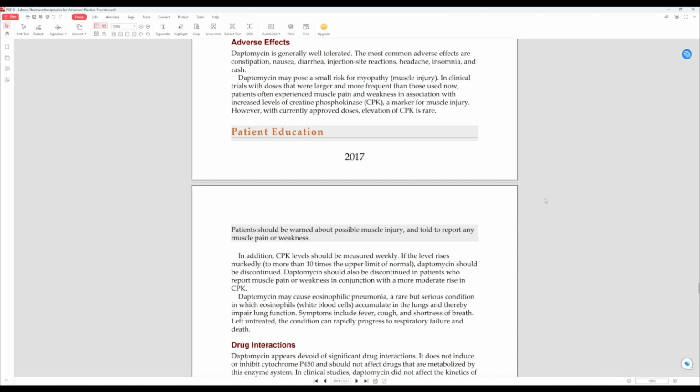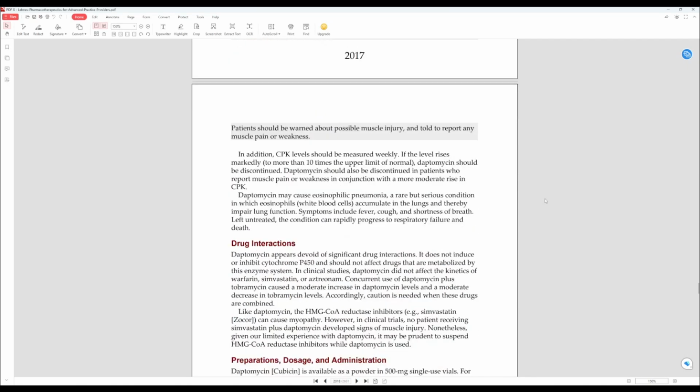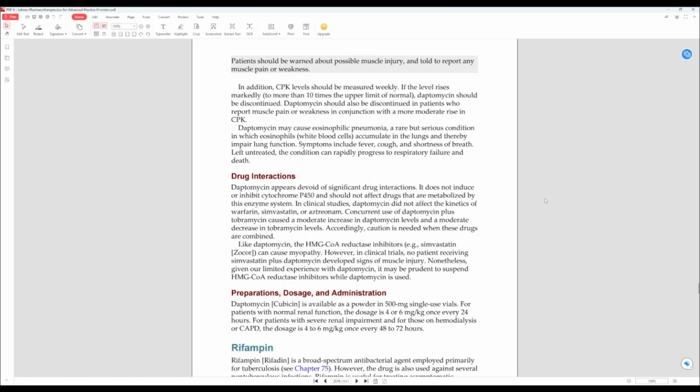So there is some patient education. Patients need to be warned about the possible muscle injury and told to report any muscle pain or weakness to their provider. In addition, CPK levels should be measured at least weekly. If the level does rise markedly, daptomycin should be discontinued. Daptomycin should also be discontinued in a patient who reports muscle pain or weakness in conjunction with a more moderate rise in CPK.